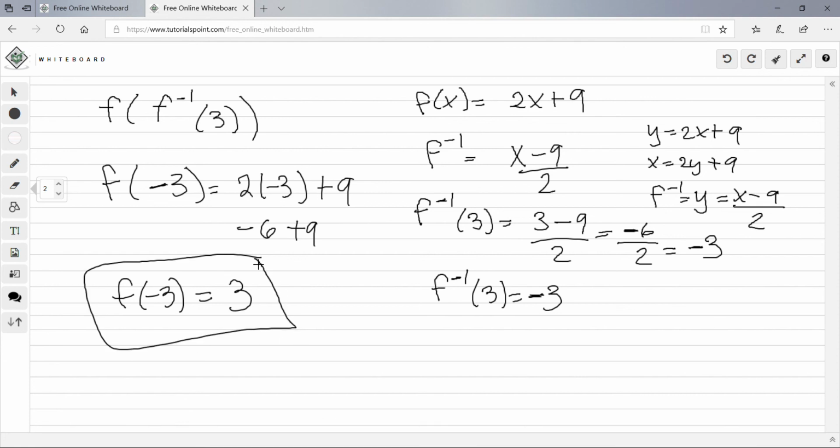So basically, you always start from the right and then move to the left, right? Because first we found f inverse, which is x minus 9 over 2, and then you plug in 3 into that function, and we said that that was negative 3, and then you plug in negative 3 into the original function f of x, and then that's how we get positive 3. And that's it for this section.